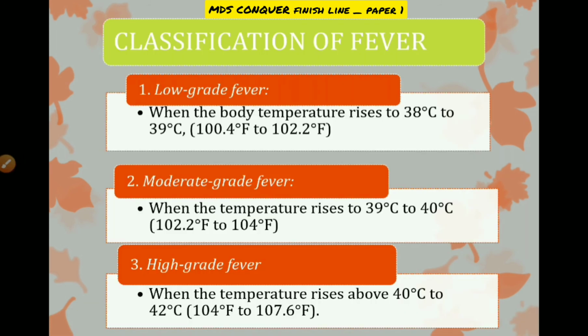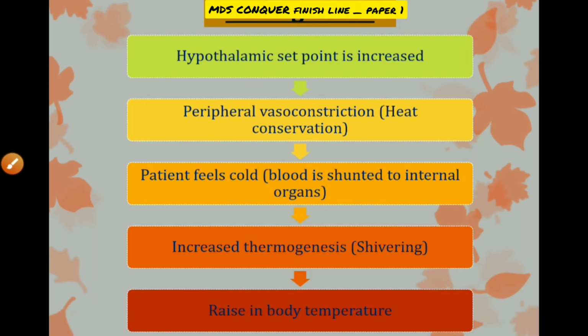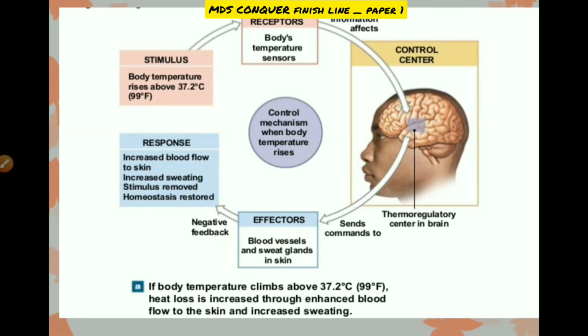In this you can see the temperature ranges, that is low grade fever 39 degrees Celsius, whereas moderate fever 39 to 40 degrees, high grade fever is 40 degrees Celsius to 42 degrees Celsius. Then coming to the pathogenesis of fever, because of the hypothalamic set point being increased, patients feel cold, then increased thermogenesis can be seen, and there will be a rise in body temperature. So this flowchart describes the regulation mechanism of hyperthermia.